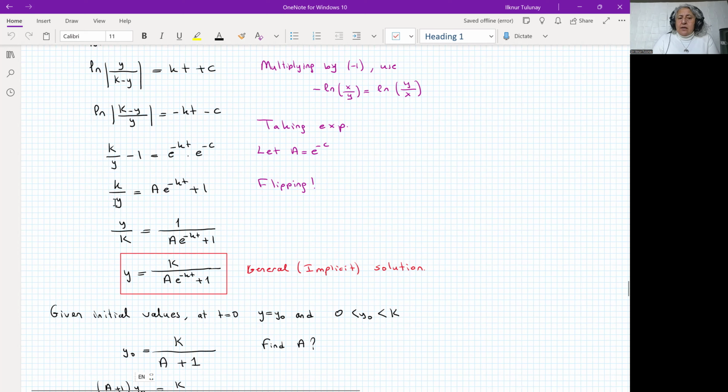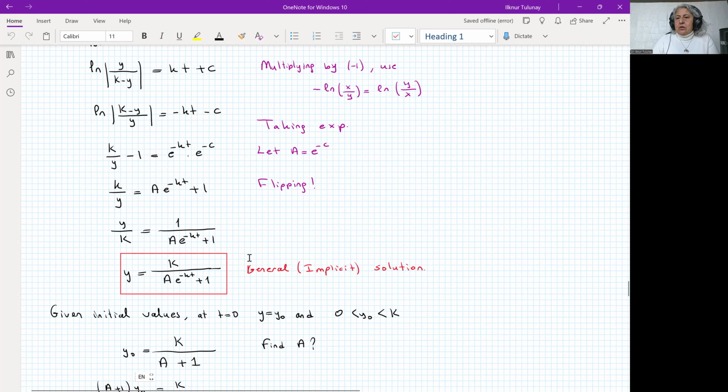Now, still y is in the denominator here. So how can I get y is equal to something? By just flipping the rational number, swapping the numerator and the denominator, I will be able to get y in the numerator, so I can find y is equal to something. That's my aim. This is why I'm doing the flipping here. So y is in the numerator now, and k is a constant, so I can take it to the other side. So y is equal to k over a e to the minus kt plus 1.